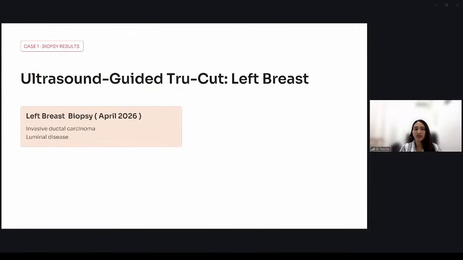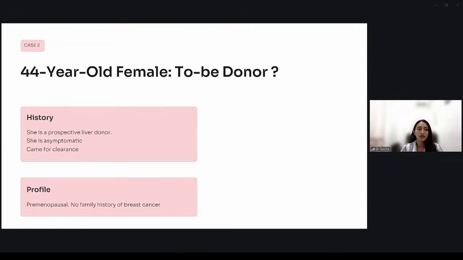Yeah. So like ma'am said, it was very evident on ultrasound and we went ahead with a tru-cut biopsy. The findings were invasive ductal carcinoma. We'll go on to the next patient.